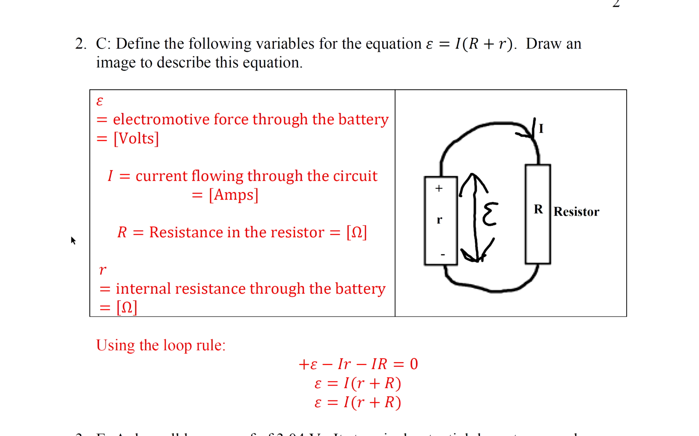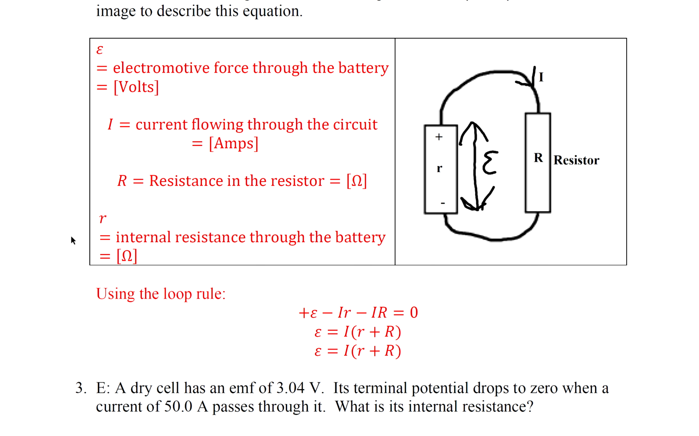Question 2. Define the following variables for the equation EMF equals I times big R plus little r. Draw an image to describe this equation. So little e is the electromotive force through the battery, has units of volts. Little r is the internal resistance through the battery, has units of ohms. Big R is the resistance in the resistor, has units of ohms. And I is the current flowing through the circuit, has units of amperes.